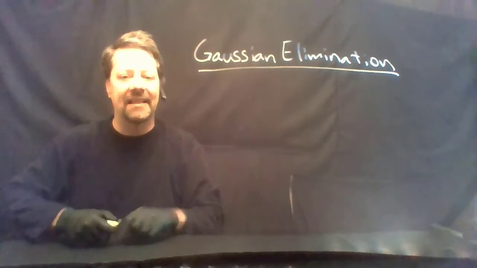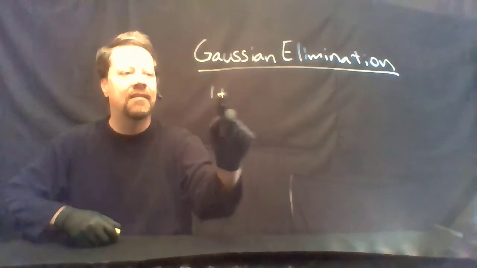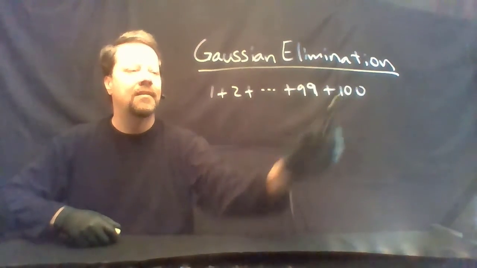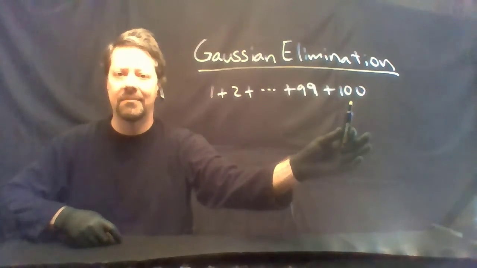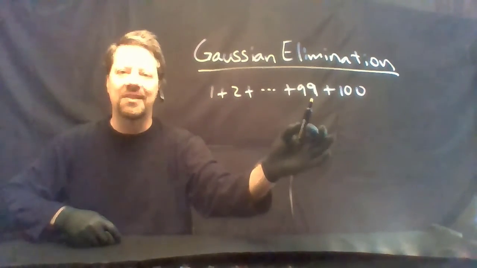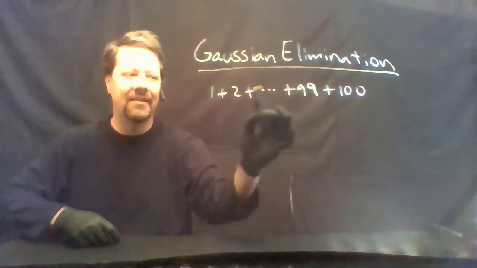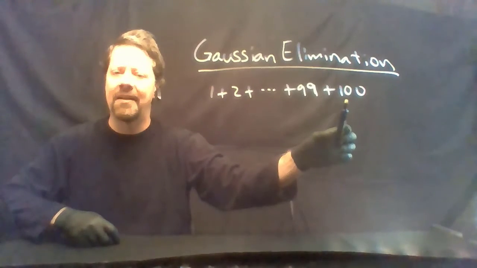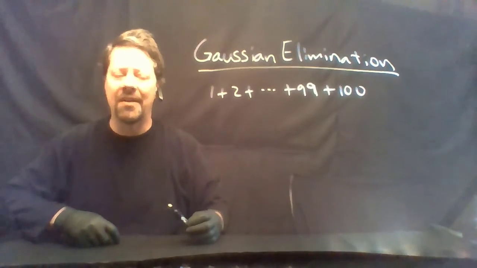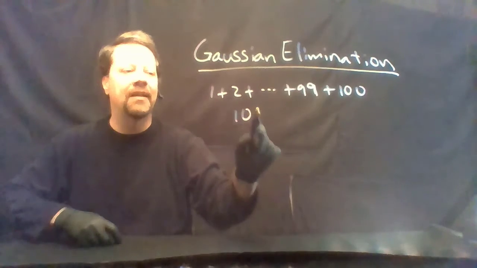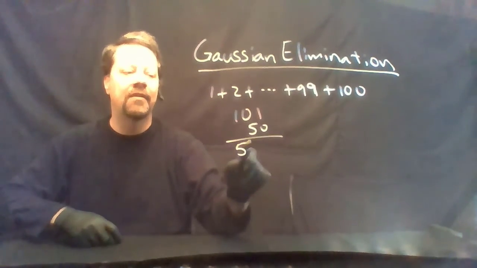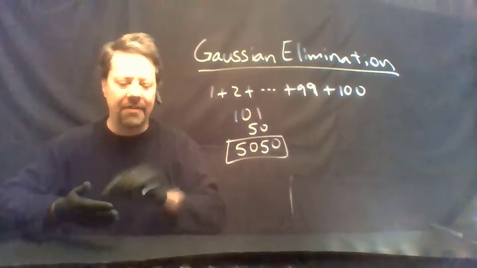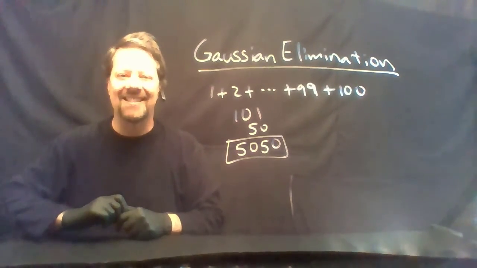And the way he did it was he added 1 plus 100 and got 101. 2 plus 99 gave 101. 3 plus 98, 101. There are 50 such pairs in the first 100 numbers that add up to 101. So the answer should be 101 times 50, or 5050, which he instantly wrote down on his slate and was the only one in his class to get the right answer.